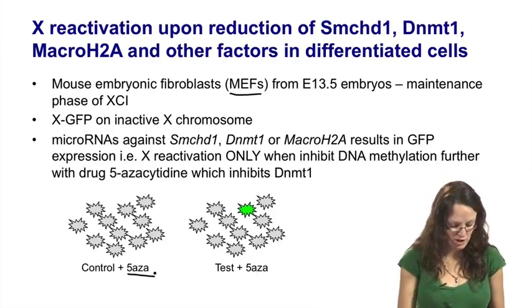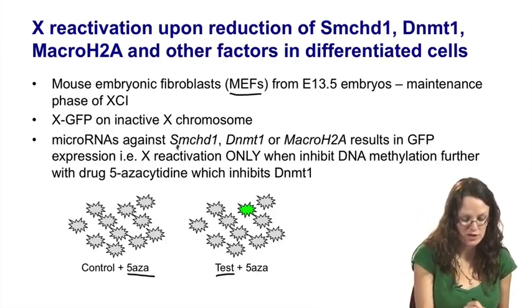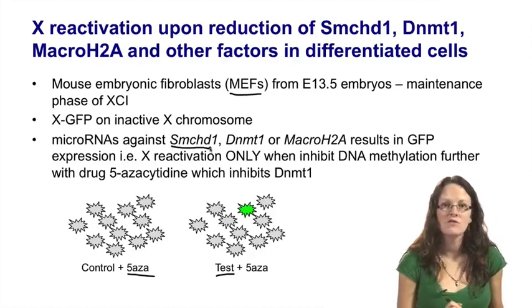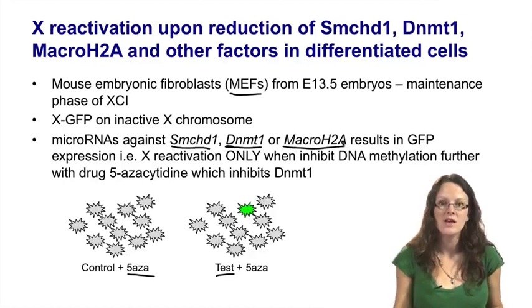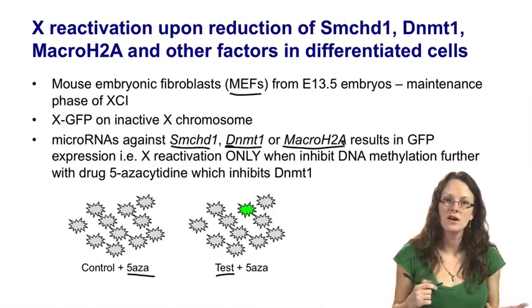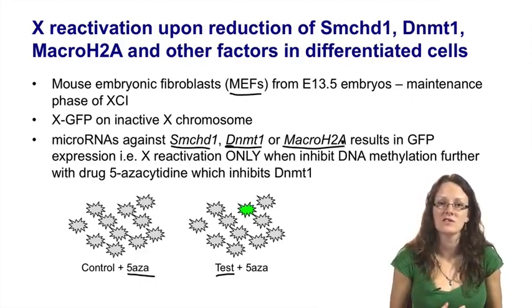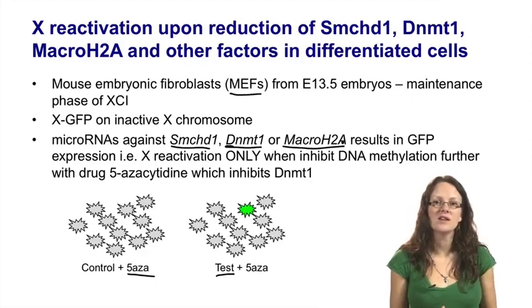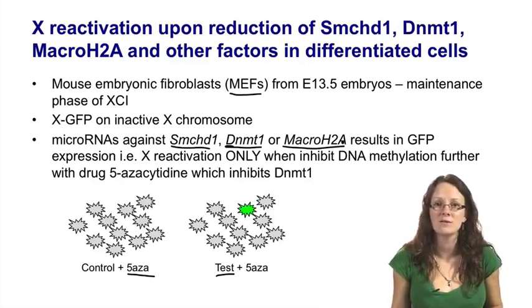But if you do this in conjunction with a test, so if you do this in conjunction with either reducing the expression of Smchd1, reducing the expression of DNMT1, or reducing the expression of macroH2A, by having the drug and having the knockdown, reducing the expression through use of microRNAs, which I'd mentioned in previous lectures, then what you can do is you can reactivate GFP in a small proportion of the cells. It still doesn't happen very often because, as I said, maintenance of X inactivation is incredibly stable.